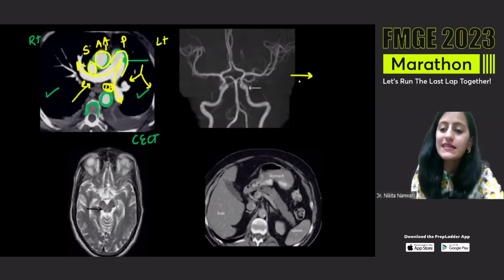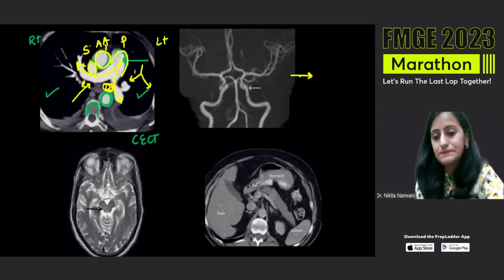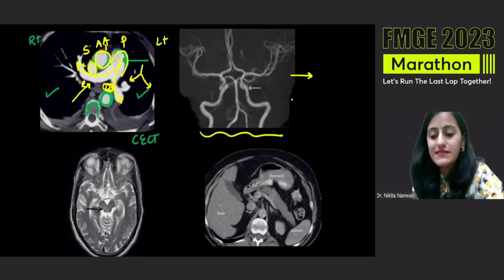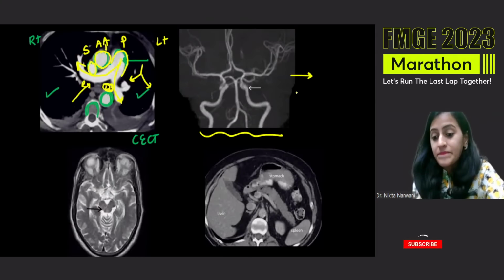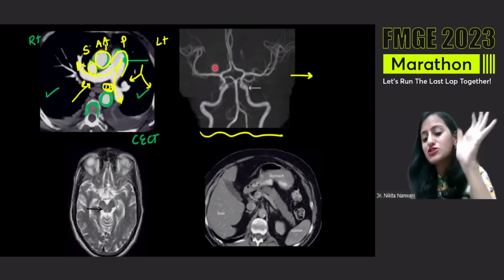Going on to the next image here. First, identify the investigation. What do you think is this investigation here? This is angiography first of all, right? Because you see the vessels, so you know that it's angiography.